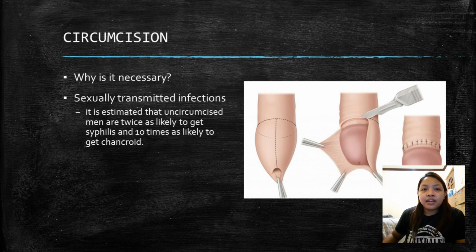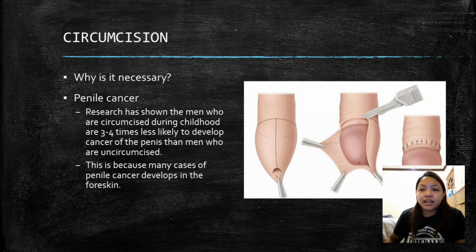Why is it necessary again? Because of penile cancer. Research has shown that men who are circumcised during childhood are 3 to 4 times less likely to develop cancer of the penis than men who are uncircumcised. This is because many cases of penile cancer develop in the foreskin.